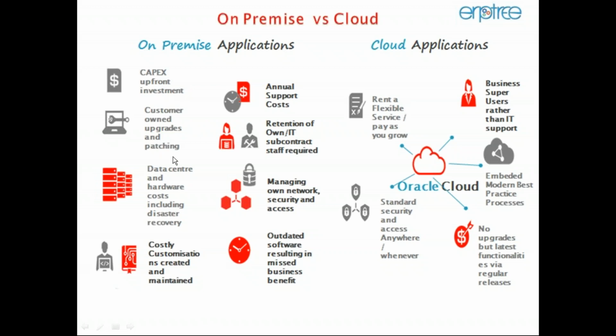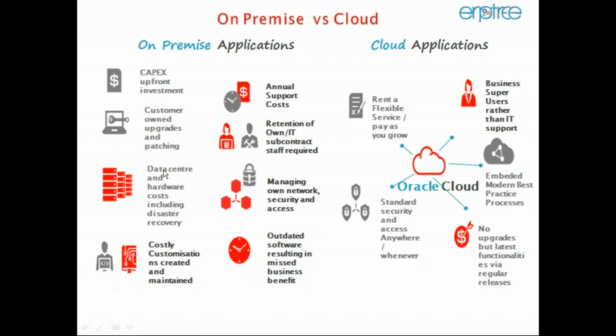And customer-owned upgrades and patching in case of on-premise. So the customer has to go with this upgrade. It's a kind of small project. It may take 2 months, 3 months, or more, depending on the customer size. But in case of cloud, that will be done by Oracle. Here you could see no upgrades, but latest functionality via regular releases. Whenever Oracle comes up with a new release, they'll upgrade automatically. But in case of on-premise, it's customer-owned upgrades where the customer team should work on it to do that activity.